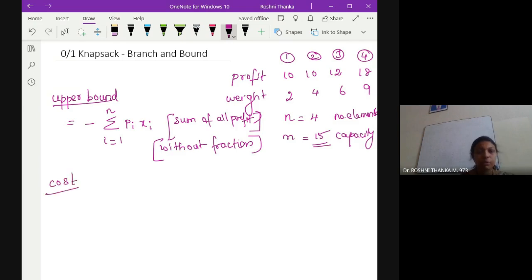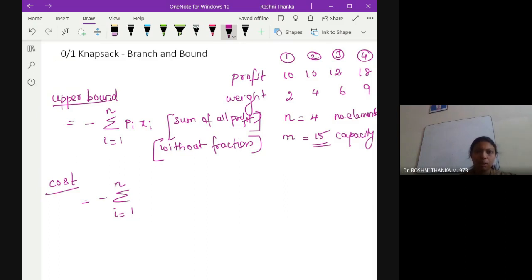So this we have to do for each and every node, okay? How to calculate the cost is again the same thing. Cost we will be calculating as a minus. As I said, since we are going to work with a minimization problem, we are going to convert the positive numbers into negative numbers, and finally we'll convert back to positive, okay?